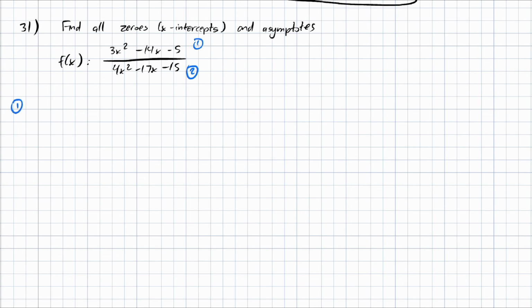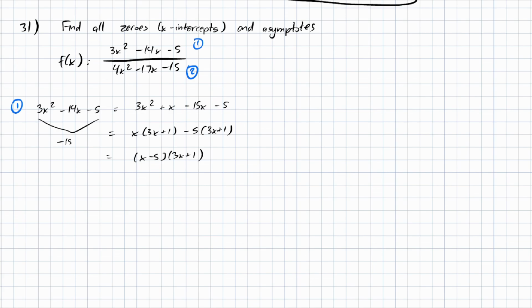1, okay. 3x squared minus 14x minus 5. Two numbers that multiply to negative 15 and add to negative 14. So 3x squared plus x minus 15x minus 5. This is x times 3x plus 1 minus 5 times 3x plus 1, which becomes x minus 5 times 3x plus 1. Good.